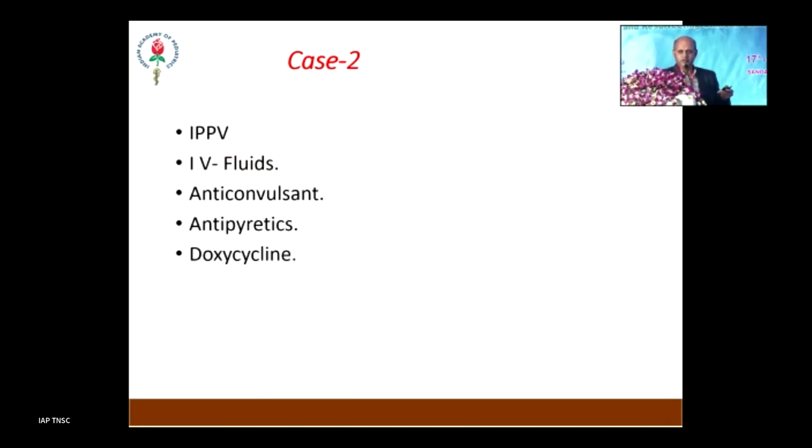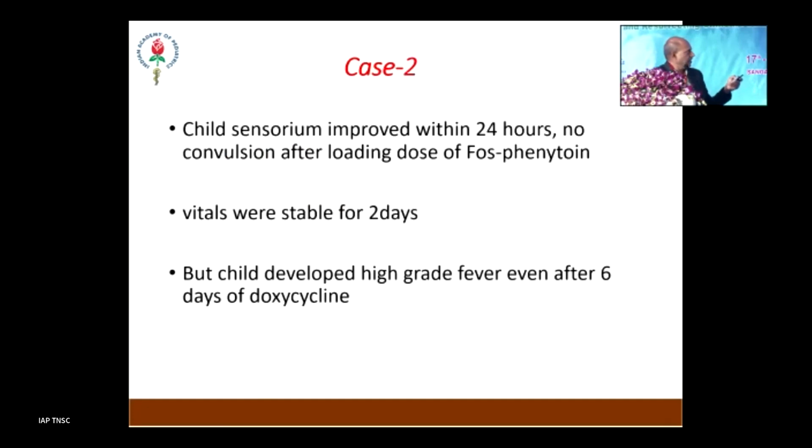Since the child was in an altered sensorium with increased ICP, all supportive measures including mechanical ventilation and fluid were titrated accordingly, and anticonvulsants and antipyretics were given, and the child was started on doxycycline at a dose of 3 to 6 milligram per kg. The challenging thing here is that the child's sensorium improved within 24 hours, there was no convulsion after loading with phosphenytoin, and vitals were stable within 2 days.